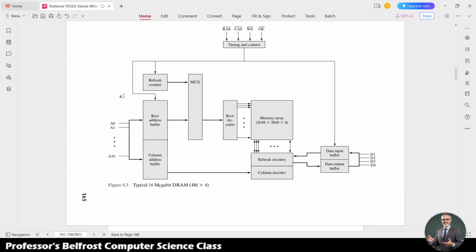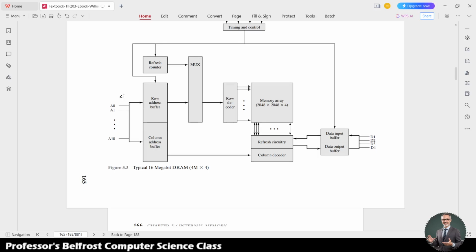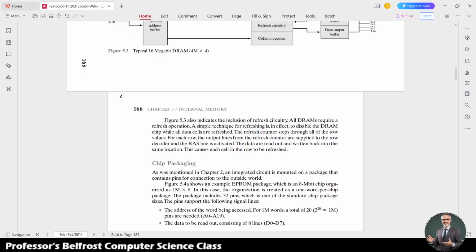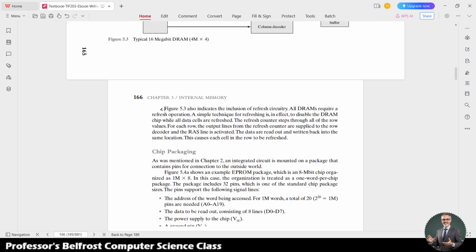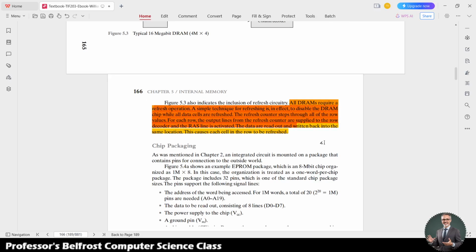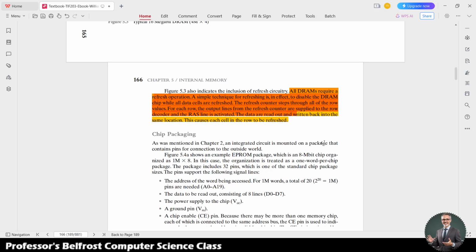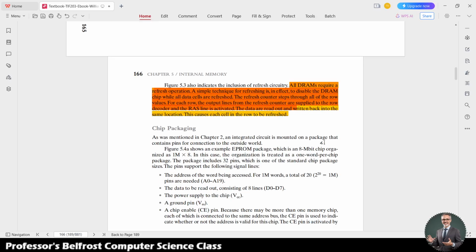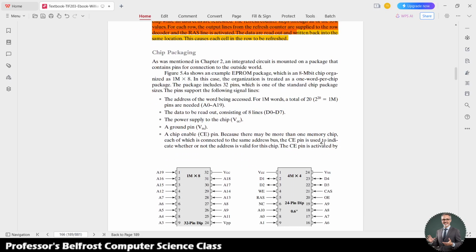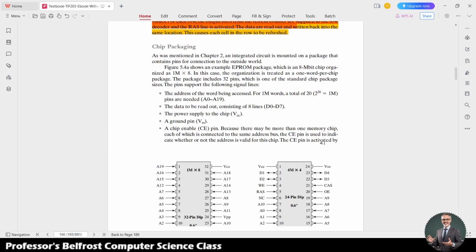Here's the configuration of an example 16-megabit DRAM, which is 4M times 4. The figure above indicates the inclusion of refresh circuitry. Actually, all DRAMs require a refresh operation. A simple technique to do this is to disable the DRAM chip while all the data cells are refreshed, and the refresh counter steps through all of the row values. For each row, the output lines from the refresh counter are supplied to the row decoder, and the RAS line is activated. This causes the row to be refreshed.